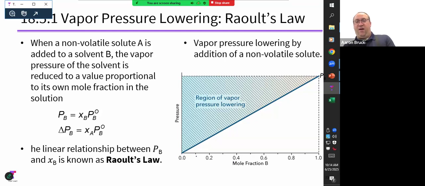So this graph is a graph of some sort of volatile solvent B and its mole fraction. So here at mole fraction 1, we have pure B. This is what we would call its vapor pressure normally. And what we can see is that as we add some other things to it, as the mole fraction of B decreases, so does its vapor pressure.